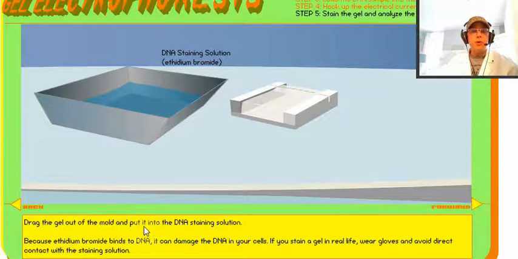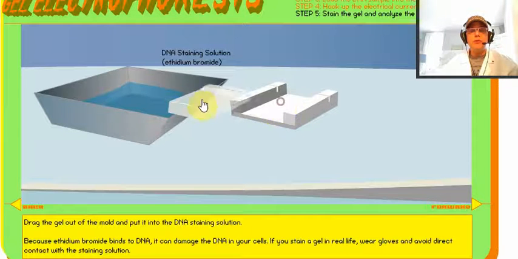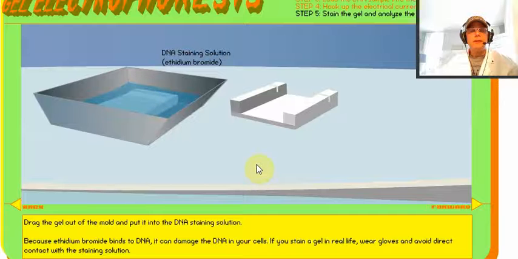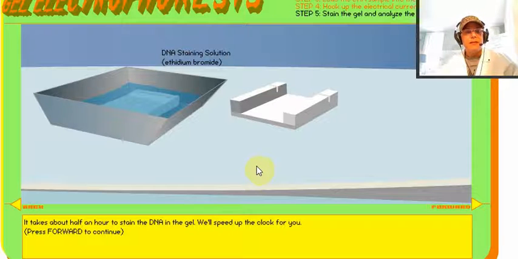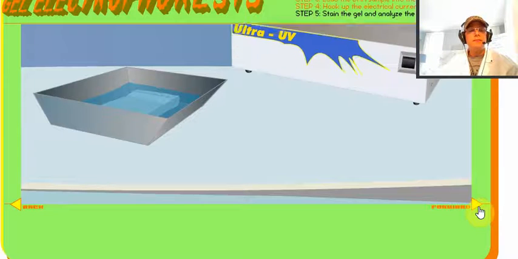Drag the gel out of the mold and put it into the DNA staining solution. But because ethidium bromide binds the DNA, it can damage the DNA in your cells. If you stain a gel in real life, wear gloves and avoid direct contact with the staining solution. Again, love the sound effects. It takes about a half hour to stain the DNA in the gel. We'll speed up the clock.